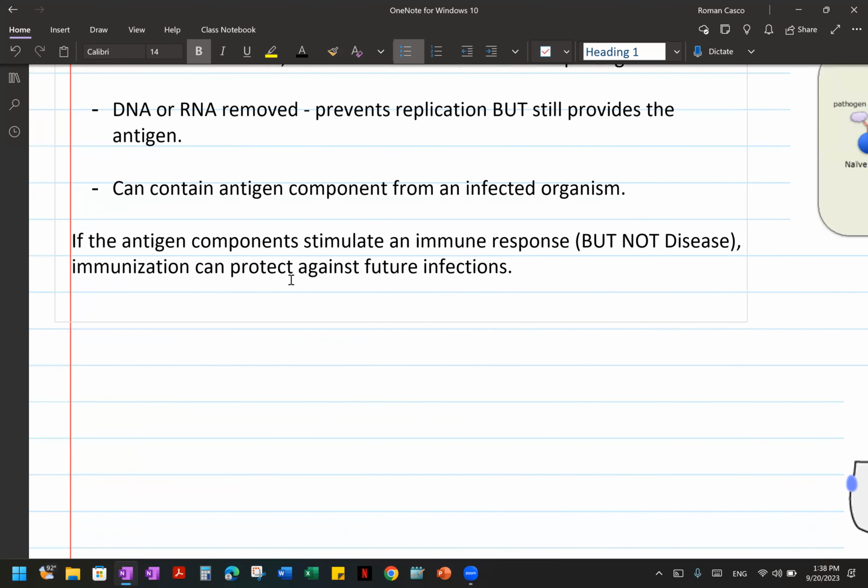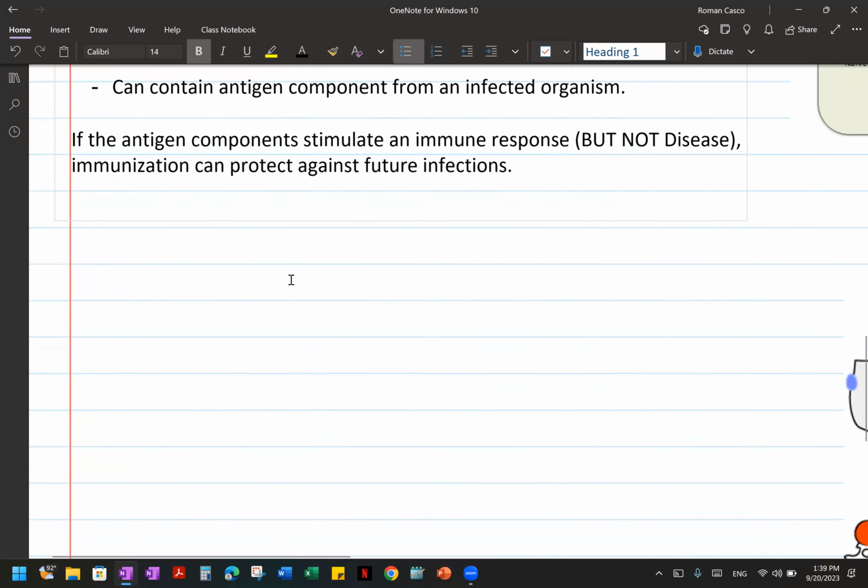So that's essentially the goal of vaccination, right? If a vaccine can stimulate the immune response, but not a disease in your body, then it was successful, right? You've been immunized against future infections.